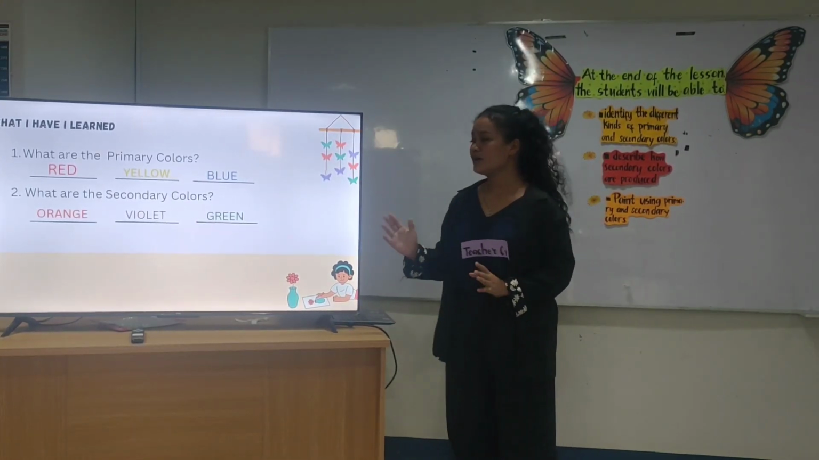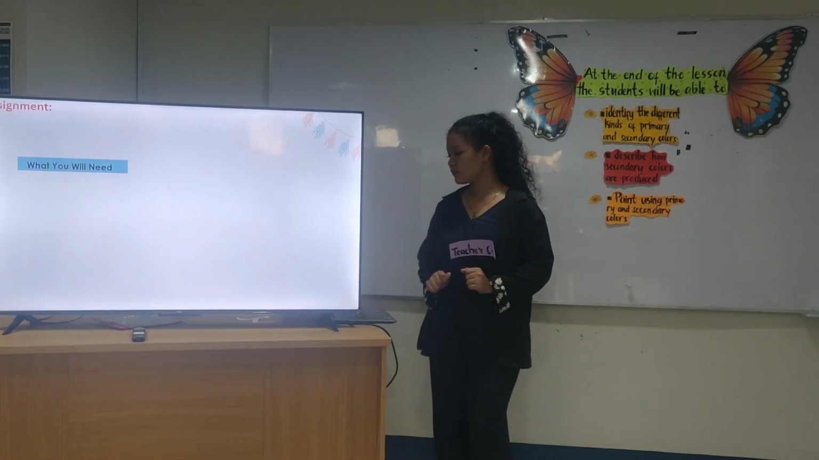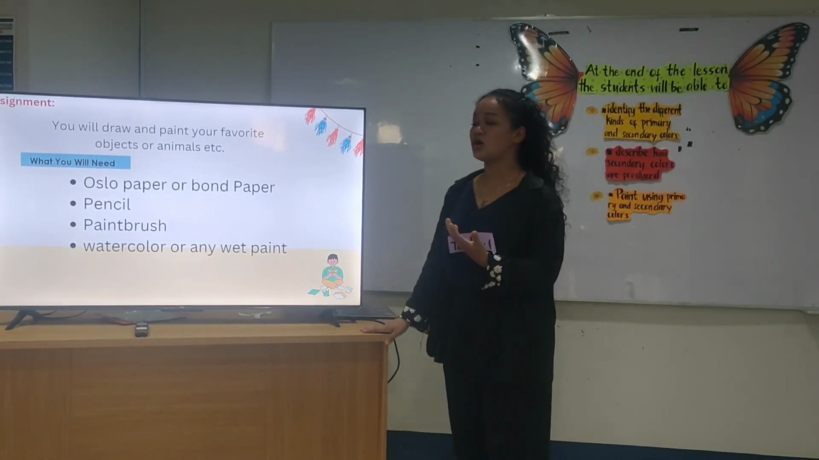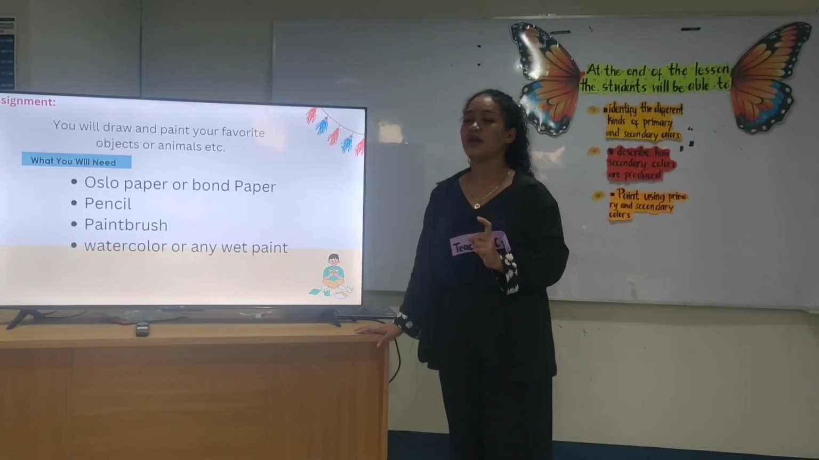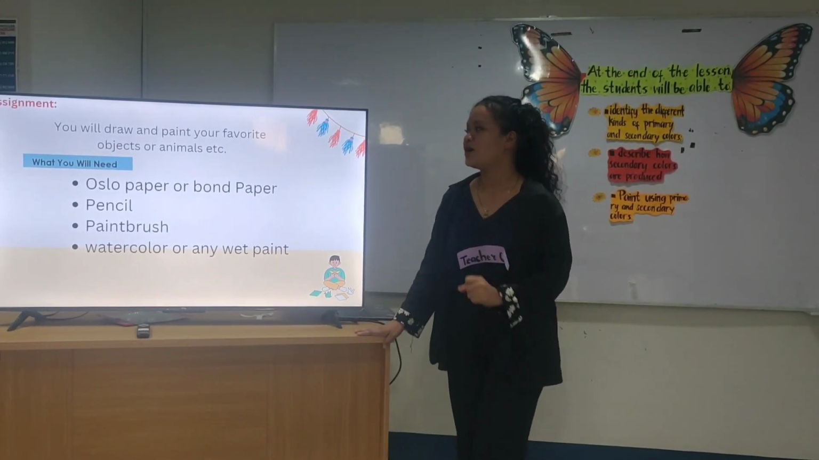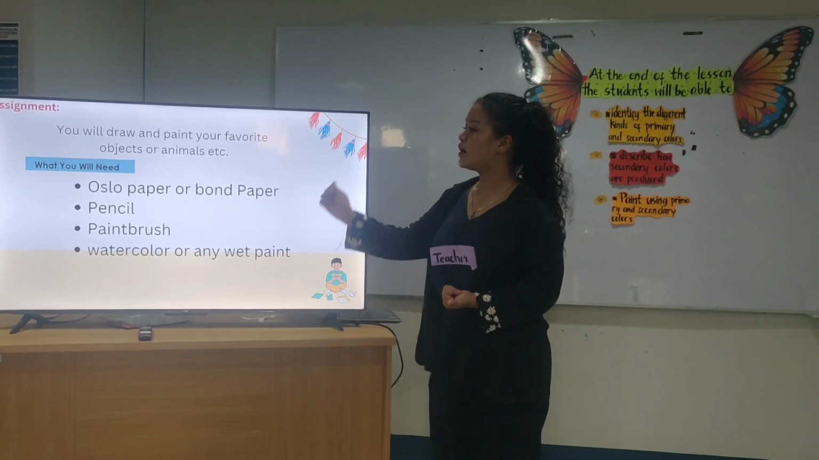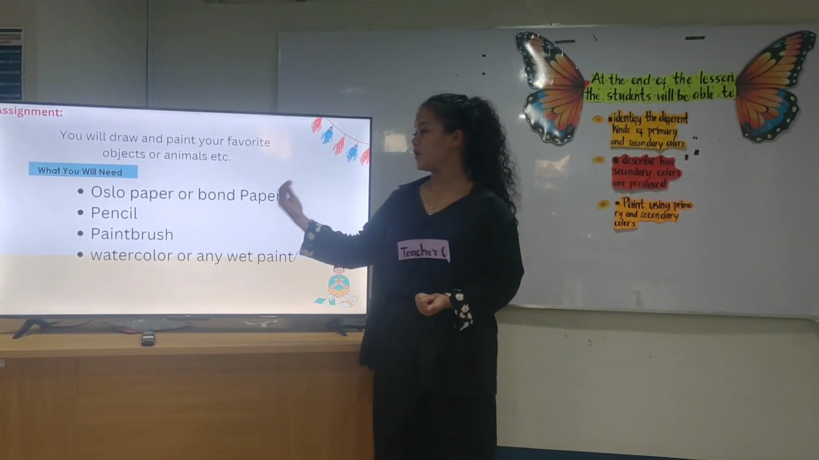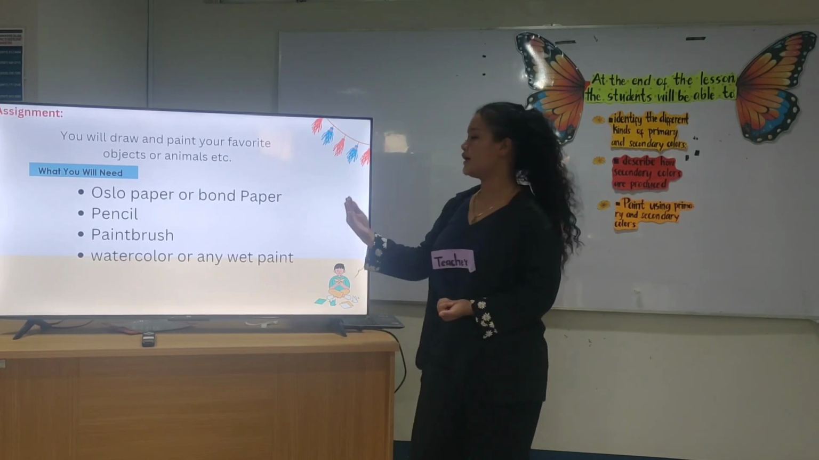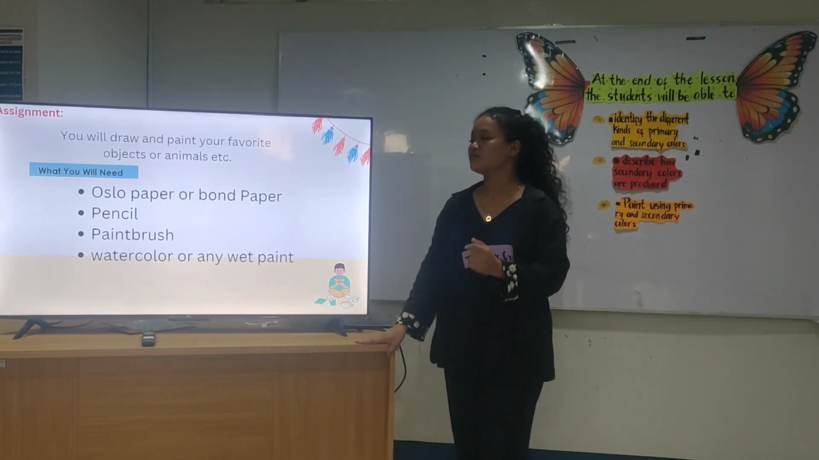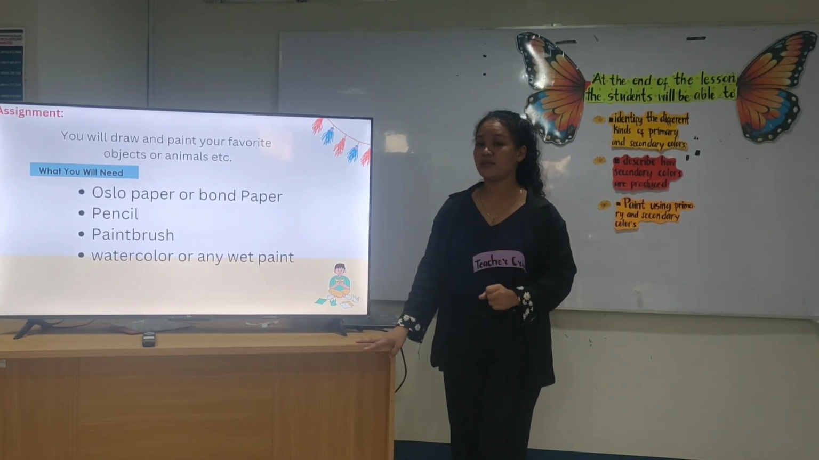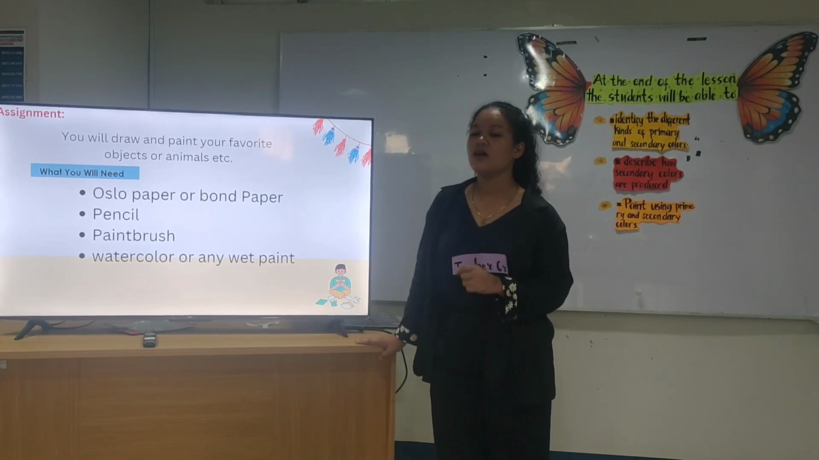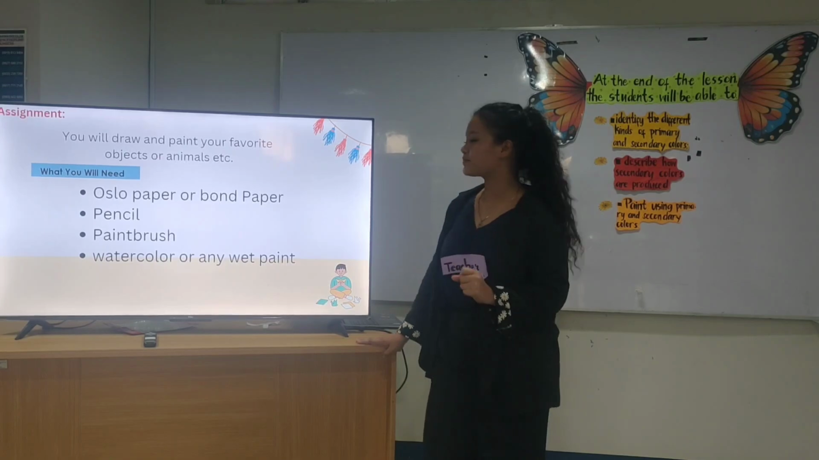So, for your assignment, you will draw and paint your favorite objects or animals or anything you want. What you will need: paper or bond paper, pencil, paintbrush, watercolor, or any wet paint. But class, be creative in your drawing because you will share it with the class in our next meeting.